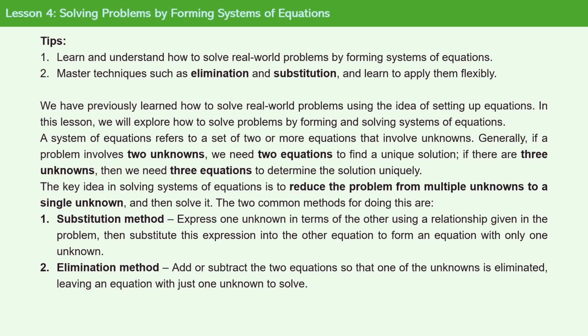and then solve it. The two common methods for doing this are: substitution method, express one unknown in terms of the other using a relationship given in the problem, then substitute this expression into the other equation to form an equation with only one unknown. Elimination method, add or subtract the two equations so that one of the unknowns is eliminated, leaving an equation with just one unknown to solve.